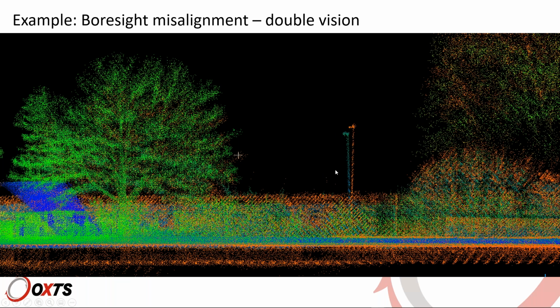And as you can see in the middle here, we have two lampposts. That's one lamppost that was collocated in this position when the vehicle was traveling, say, to the right, and the red one is when it was traveling to the left. So they cannot perfectly overlap because of the Boresight misalignment. So you end up having a double vision.